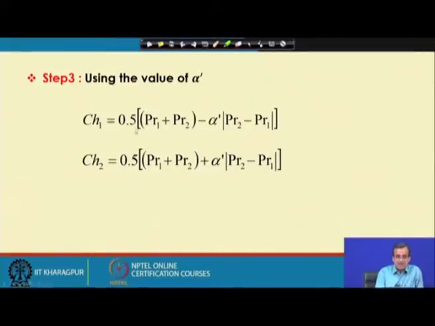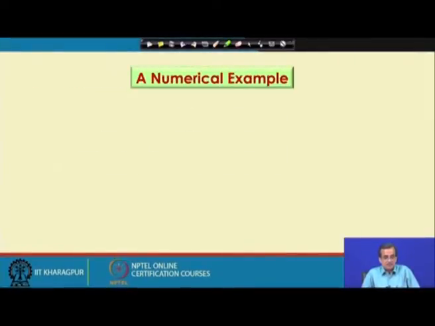So, child 1 is nothing but 0.5 multiplied by P r 1 plus P r 2 minus alpha prime, the mod value of the difference between the two parents, and child 2 is 0.5 multiplied by P r 1 plus P r 2 plus alpha prime multiplied by the mod value of the difference between the two parents, and the whole thing is multiplied by 0.5. So, this is the way we can find out child 1 and child 2.